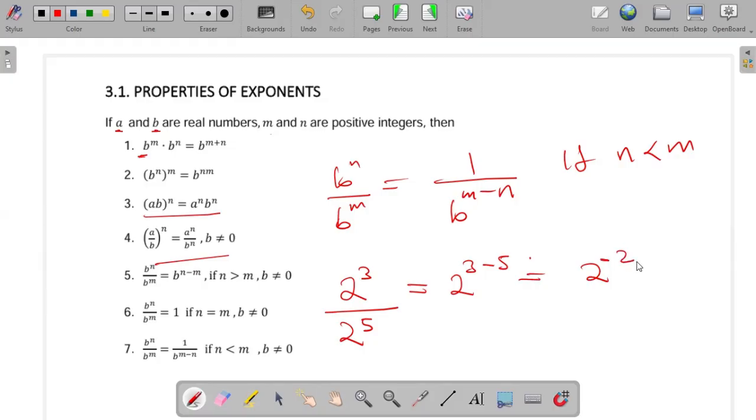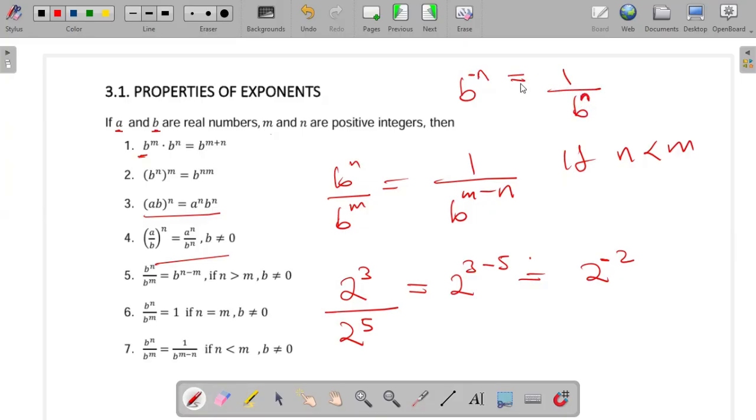Now, there's another property which we are supposed to state. If I have a number, of course not just 2, but any number, so we say b raised to the power negative n, this is going to give me 1 over b to the power n, like that.